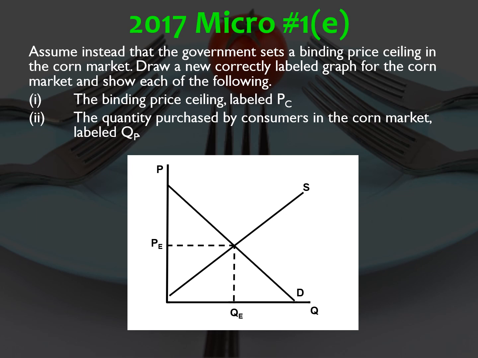There's QE, that's the quantity absent a price ceiling at that price. Price ceiling to be binding has to be below equilibrium, which is there. And the quantity purchased by consumers is listed as QP. So even though demand at that lower price is higher, the quantity demanded higher, fewer corn farmers are willing to sell it at that low rate. So what happens is the binding price ceiling causes the quantity purchased by consumers to be lower than equilibrium.